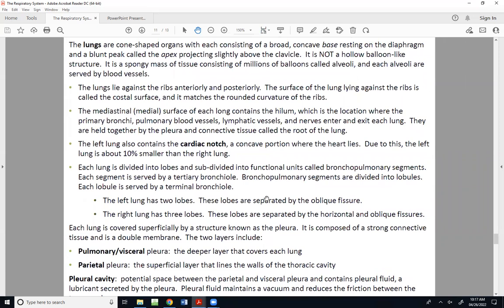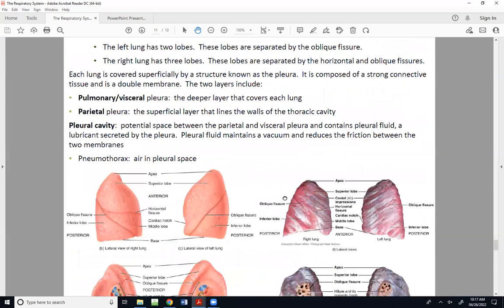Each lung is a cone-shaped organ and therefore has a kind of triangular cone shape to them. That means they've got a broad concave base, which rests on the diaphragm, and then a blunt peak called the apex that projects just above your clavicles.